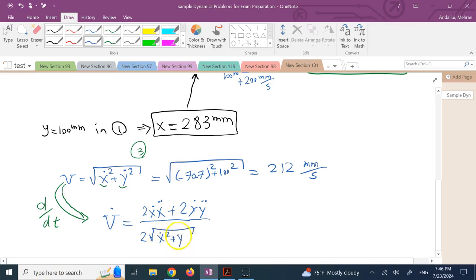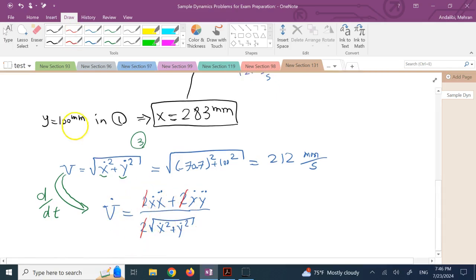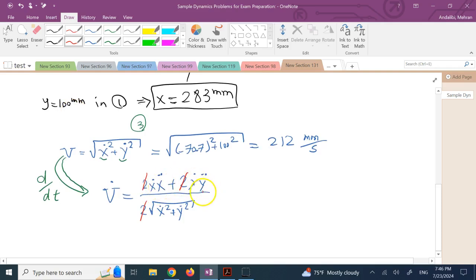So this is your v dot that you needed. And you can get rid of these 2's. So in order to find v dot, you need x and x dot. You need x dot and y dot and x double dot and y double dot. And x dot and y dot are already taken care of. Y double dot is 0, so that makes life a little bit easier. So the only thing you need to still find is x double dot.